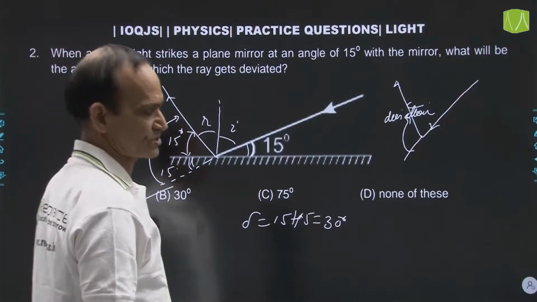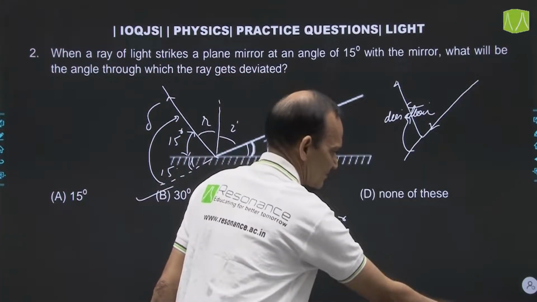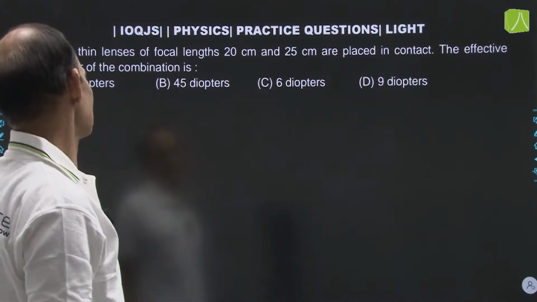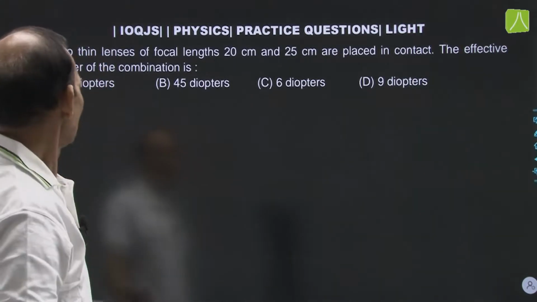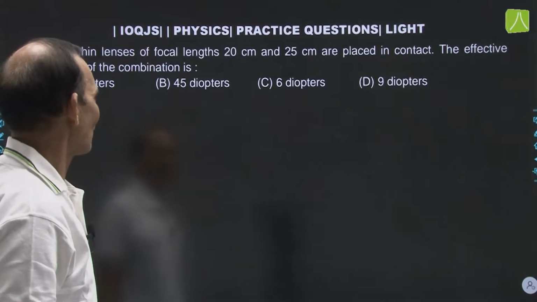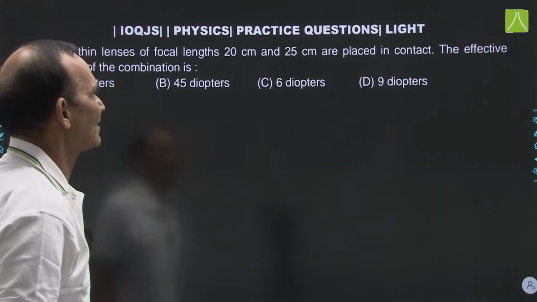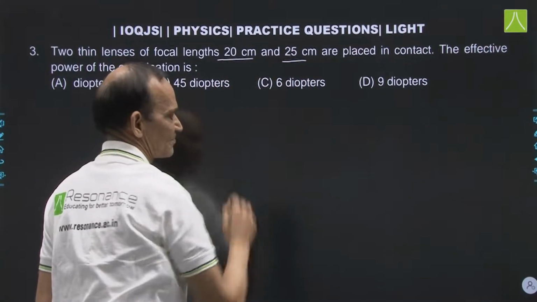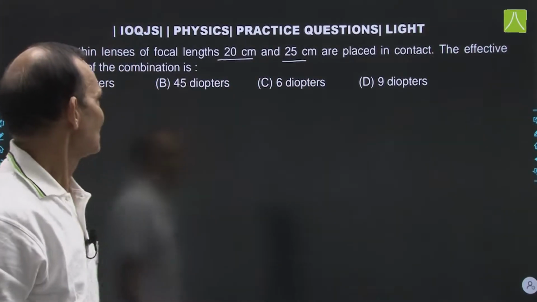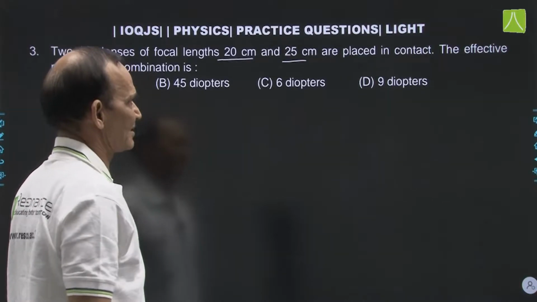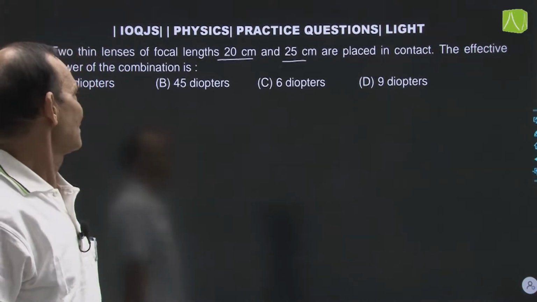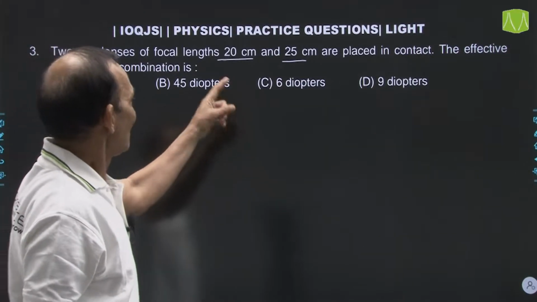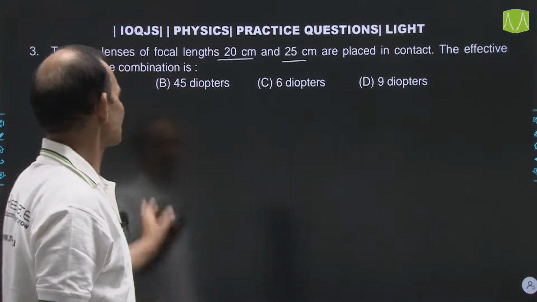Now the next question, that is the third question. Third question is two thin lenses, it is from refraction. Two thin lenses of focal length 20 centimeter and 25 centimeter. Here sign is not given, it means it is plus. Convex lens 20 centimeter and 25 centimeter are placed in contact. The effective power of the combination. Okay, focal length is given, but asked is power.